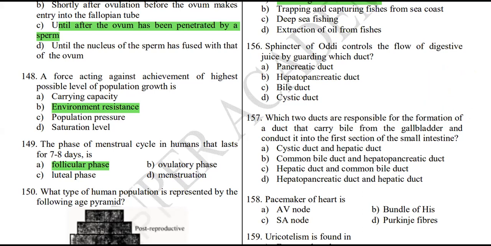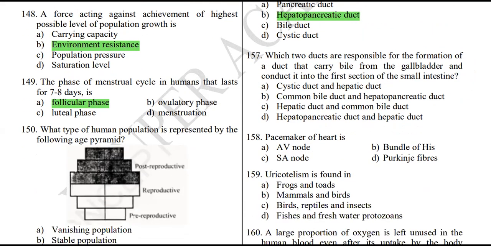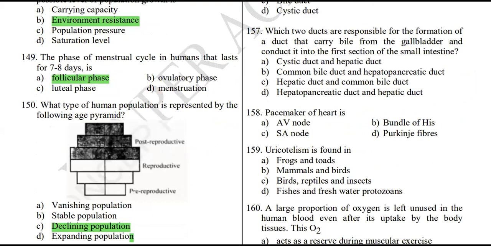Okay. So the next question: which two ducts are responsible for the formation of the duct that carries bile from the gallbladder and conducts it to the first section of the small intestine, which means the duodenum? The hepatopancreatic duct is the one which connects to the small intestine. The common bile duct is the one which carries the bile from the gallbladder. So it's going to be B.